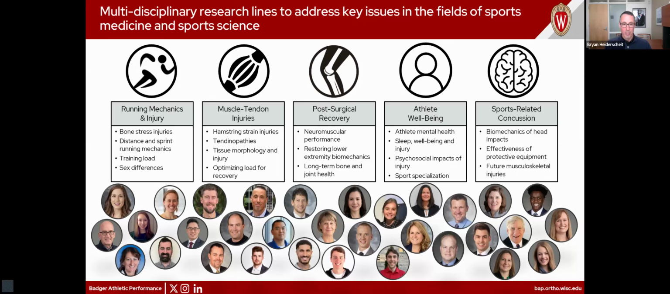And this has led to a number of different research programs, as well as industry collaborations to really try to advance this work. You probably recognize several people on this slide. Several are members of AMSSM. And again, our work spans a number of different areas, whether it's running related, muscle tendon, post-surgical recovery, and certainly ankle sprains fall under this area as a big area of interest of ours.